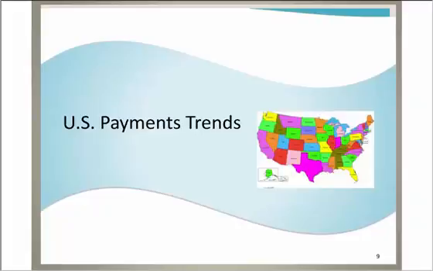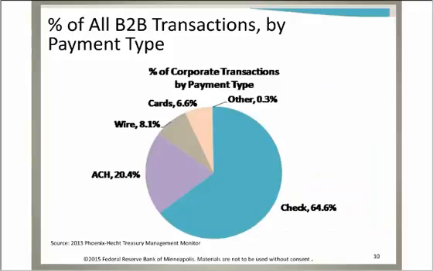The slide on page 10 shows the results of a survey that was done of U.S. businesses by the Phoenix Tech Treasury Monitor Group, and they asked these businesses what percent of transactions they make by various payment types. And as that pie chart shows us, nearly two-thirds, about 65% of all B2B payment transactions were made by check among these surveyed businesses. The second most popular payment type was ACH, followed by wire transfers, and then cards.